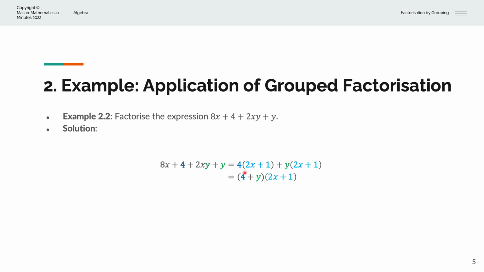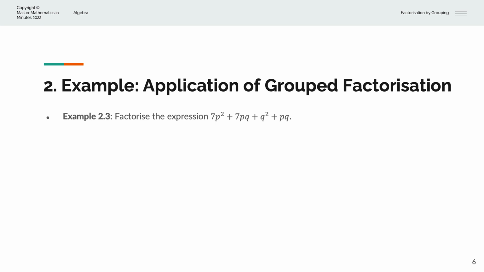That becomes 4 into 2x plus 1, and we'll factorize y out of the third and fourth terms, and that becomes y into 2x plus 1. And once again, notice that 2x plus 1 are common terms on the right hand side. And so we can factorize that out further, and that becomes 4 plus y into 2x plus 1.